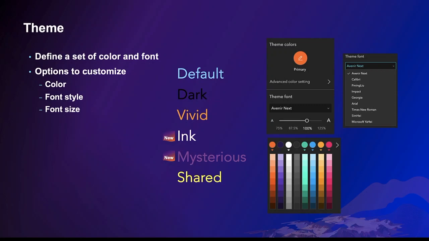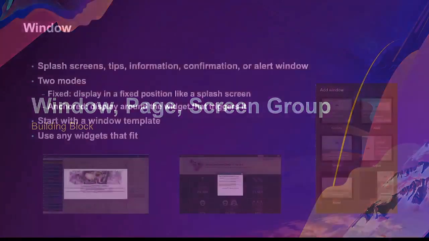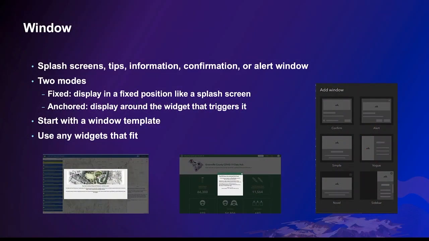Theme is to define the overall look and feel of the app. You have options to choose color and font. Other building blocks. A window is for information and confirmation. You can use the window to display a splash screen or show an alert message nearby a button when clicked.